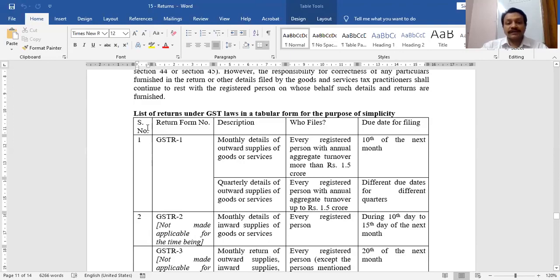Return form number GSTR1. Now this is my first form. GSTR means GST, Goods and Services Tax. R means return. So GSTR1. It is as per section 37.